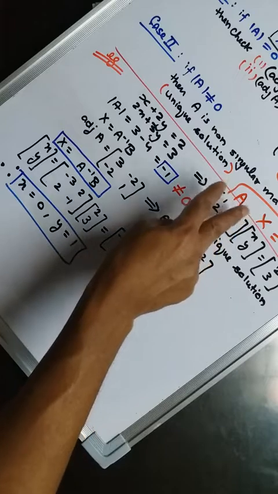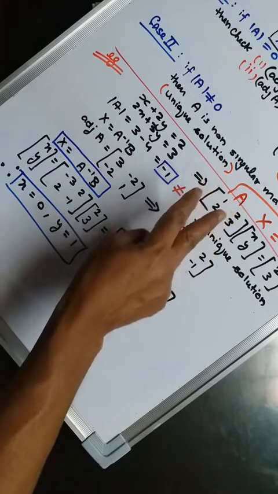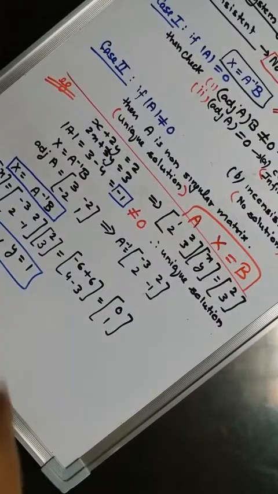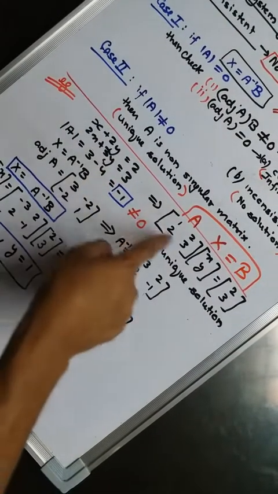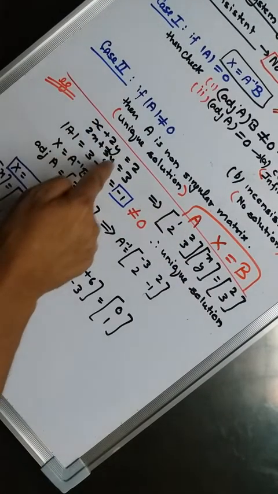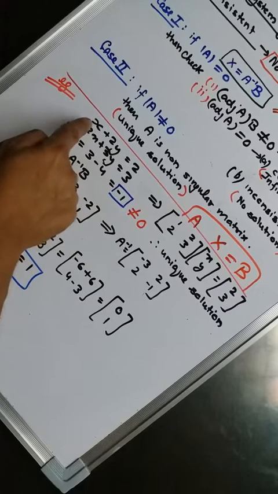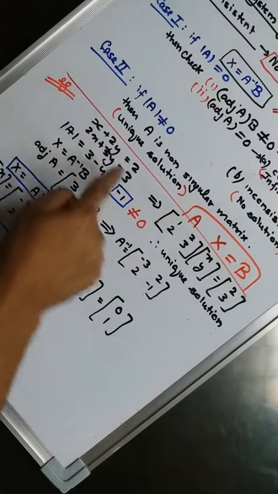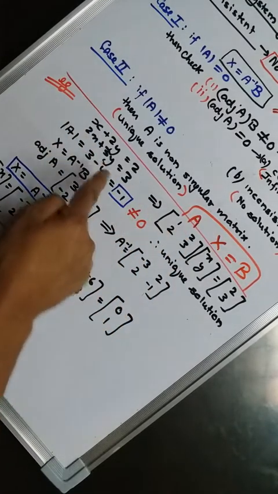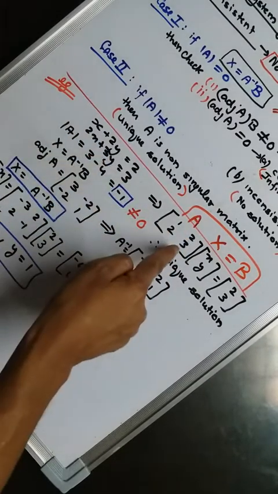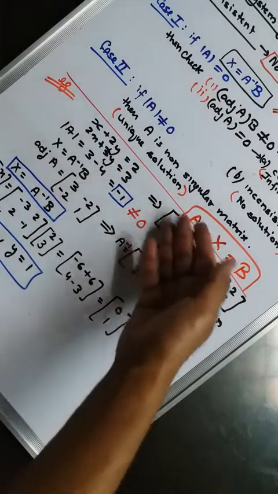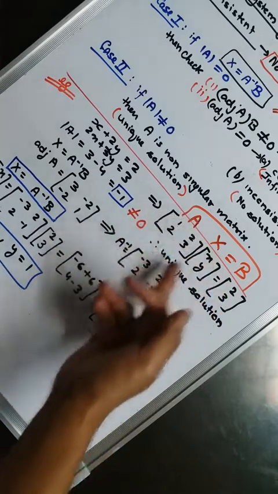What is A here? Remember this thing. A is what? The coefficients of x and y. Coefficient of x is 1 here, write 1. Coefficient of y is 2 here, write 2. Coefficient of x is 2 here, write 2. Coefficient of y is 3, write 3. So A is what? All the coefficients of x and y in the first bracket.